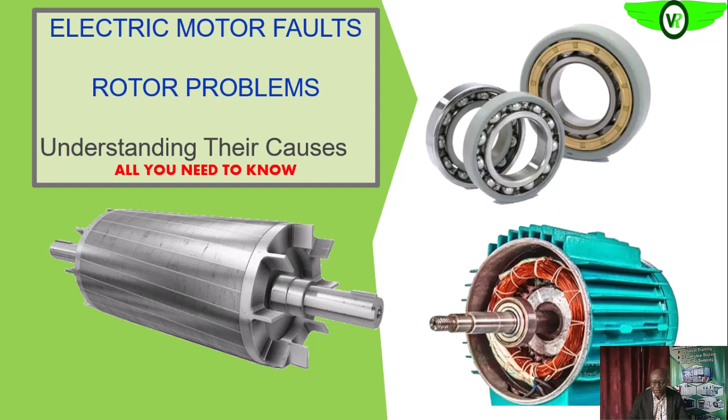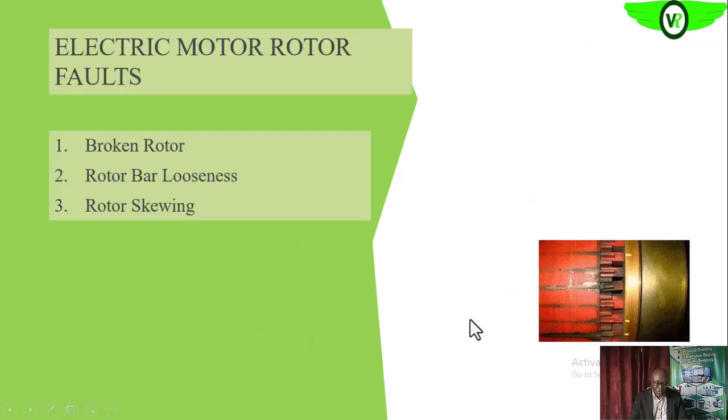Still talking of the internal faults, we are going to next look at the rotor problems, because if we have faults with the rotor, that will also affect the operations of the electric motor. So we know that the rotor is the rotating member of the electric motor. And as we have said earlier, this rotating member is supported at both ends by the bearings on the shaft, as you can see. So now, what are some of the common faults that are associated with the rotor? The first is the broken rotor.